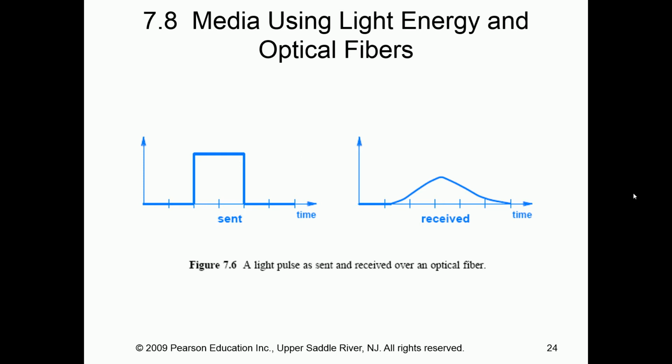Here's an example, sent versus received. The degradation is so bad that you're not sure if that was a 1, an actual signal, or if there was just noise that was then amplified. This is a huge error that noise can cause.